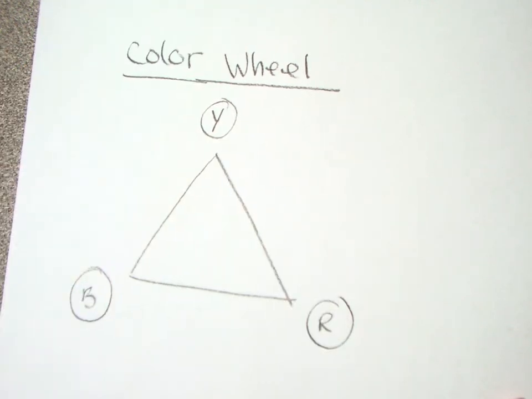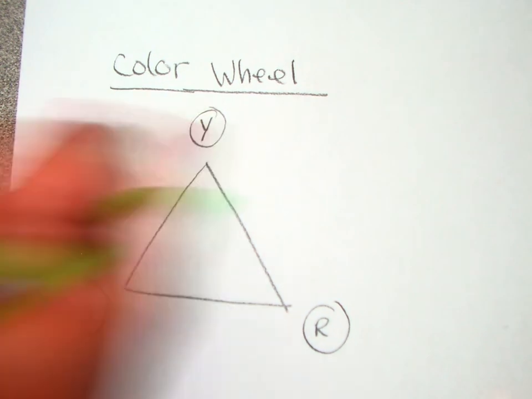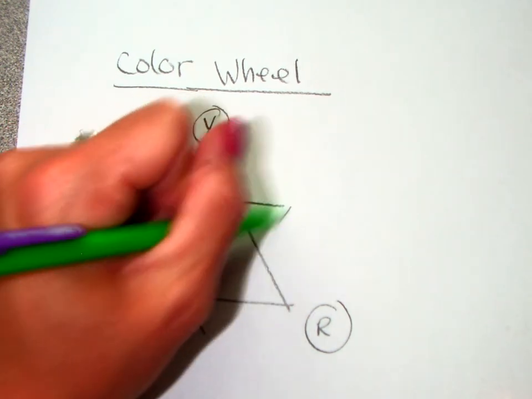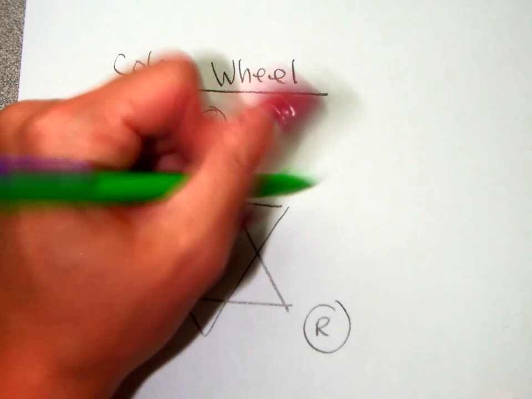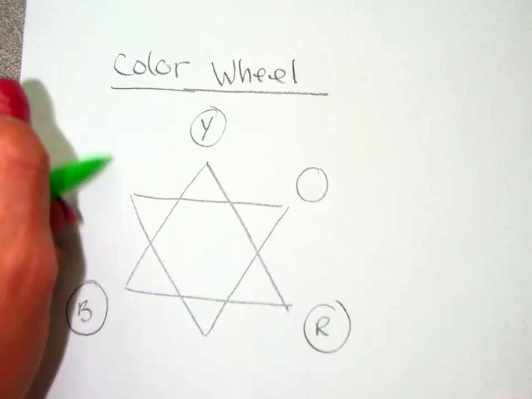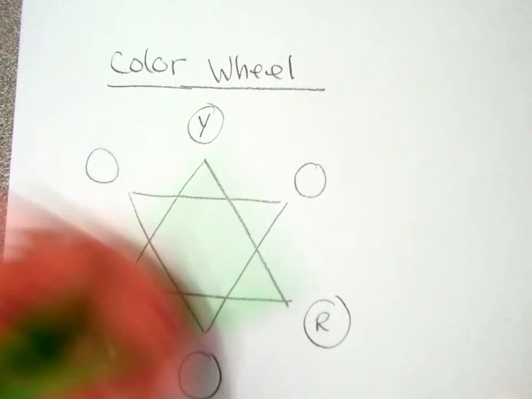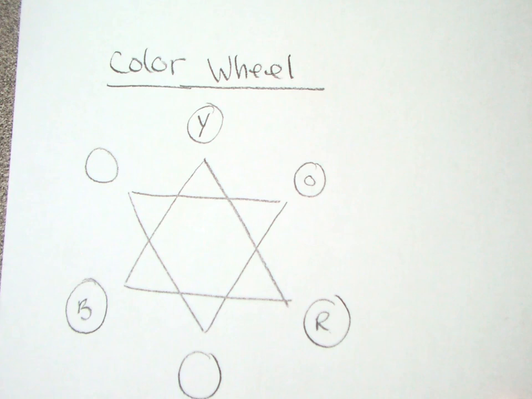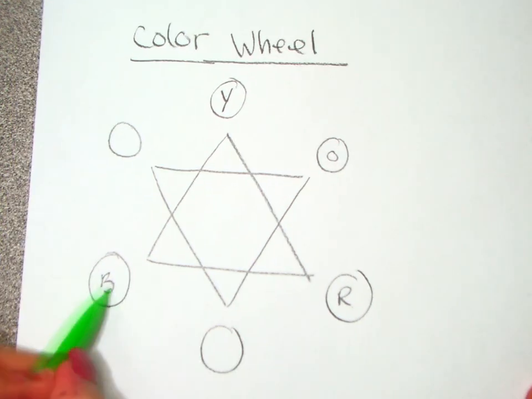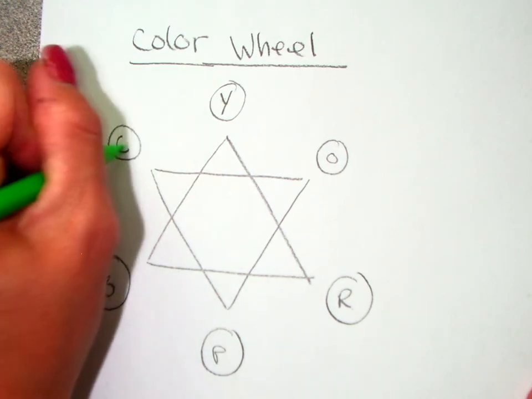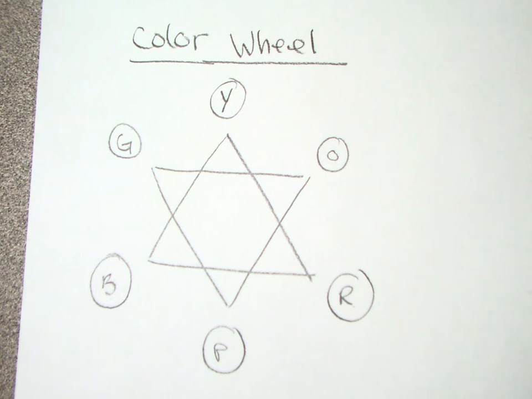It doesn't really matter which side they go in. Those are our 3 primaries. We have to use those 3 colors to mix any other color. You can't mix them. If you mix 2 of them together, though, you're going to make your secondary colors. Yellow and red make orange. Red and blue make purple. And yellow and blue make green. So those are your main ones.